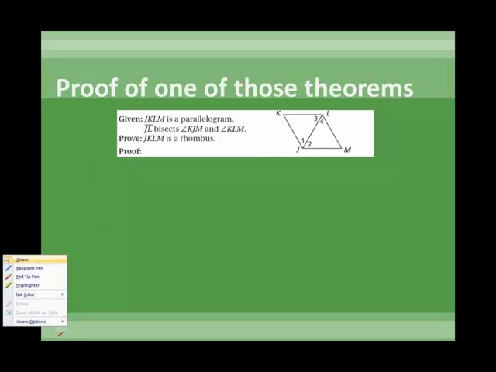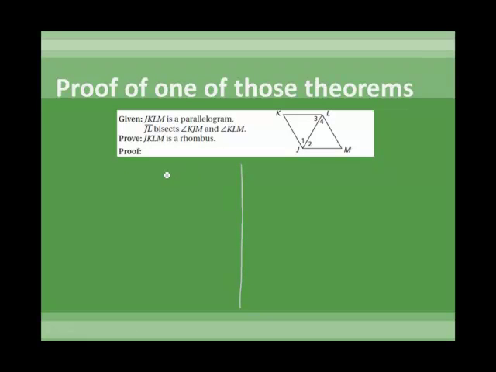Alright, so we're going to prove one of these. Let me grab a pen here. I'm going to draw my two columns for my statements and my reasons. We're going to start with the fact that we know that JKLM is a parallelogram. So we know that these sides are parallel to each other and that these sides are parallel to each other. That's because they tell you it's a parallelogram.